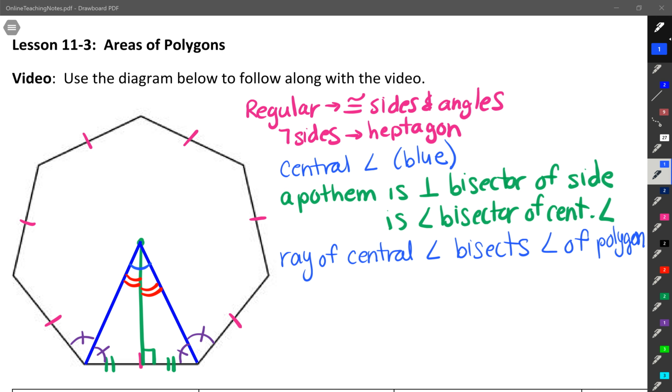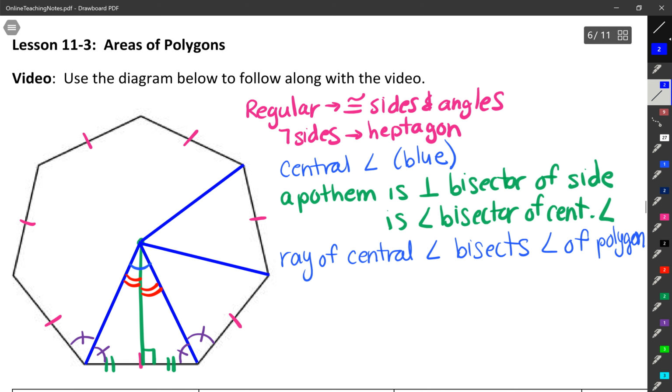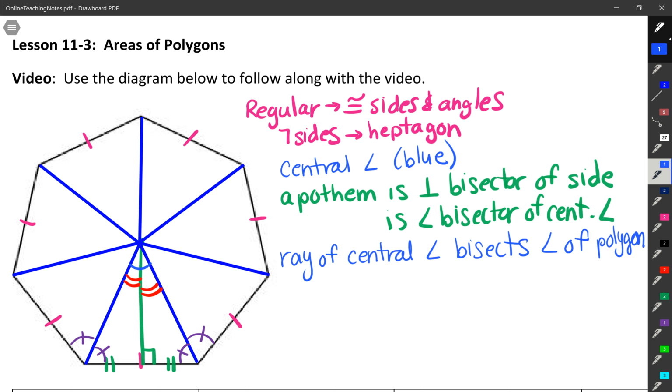So I could really draw this kind of blue triangle with each of the vertices. So I can draw it here, I can draw it here, I can draw it here, here, and here. And so now, how many central angles do I have? So we have 7 sides. And if I see here, I have my 1, I have 2, 3, 4, 5, 6, and I have 7 central angles. So 7 central angles.